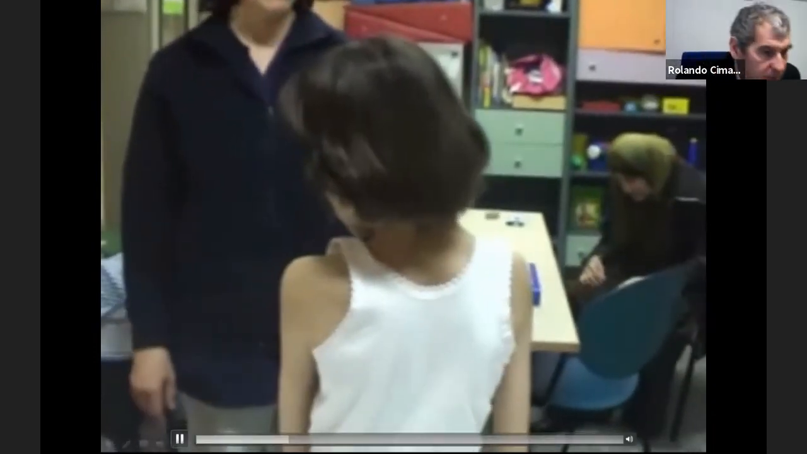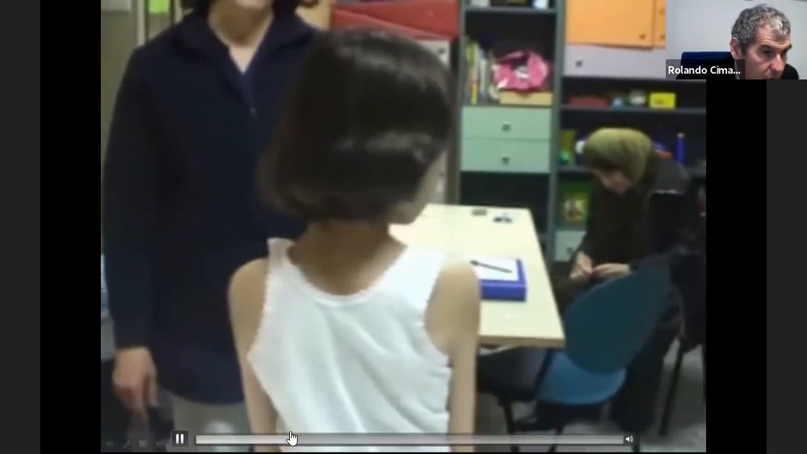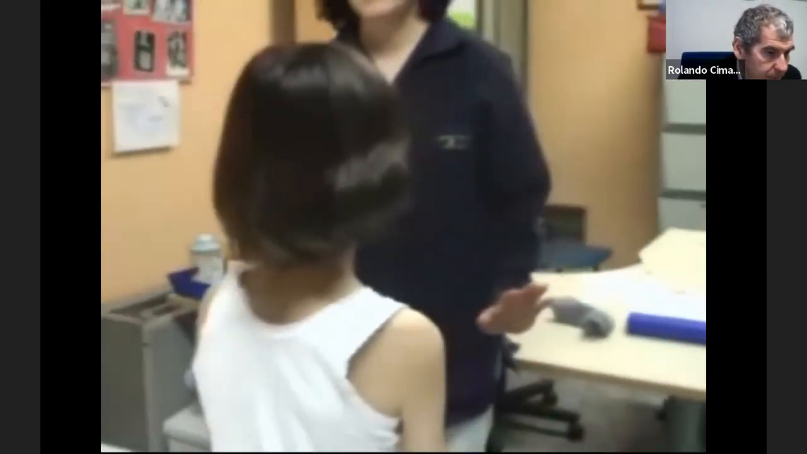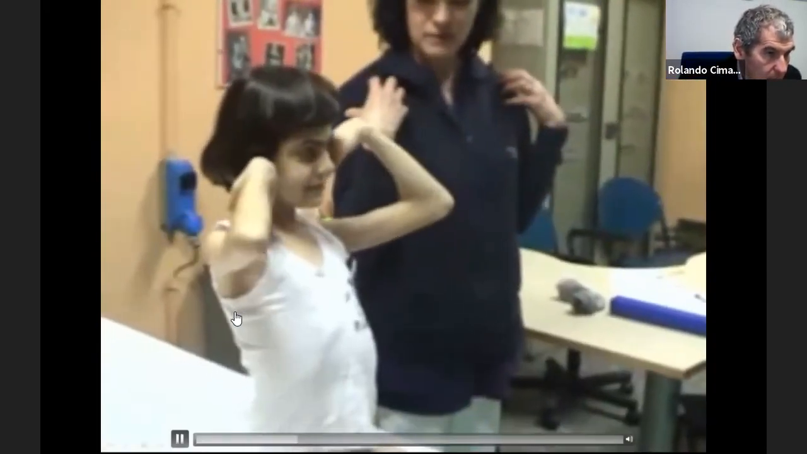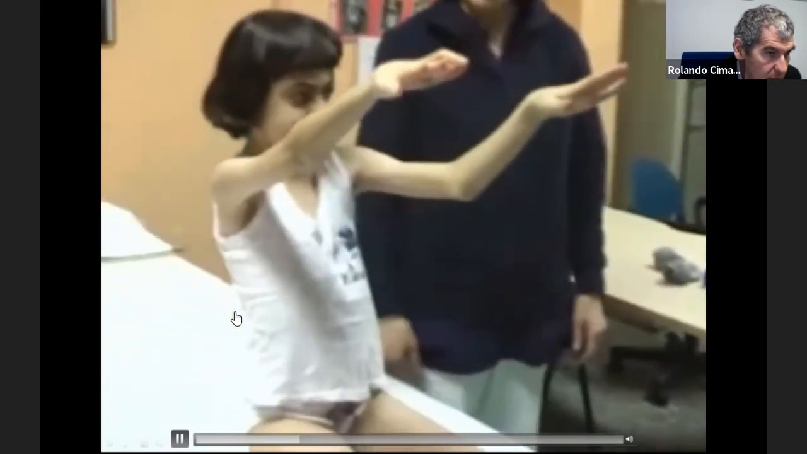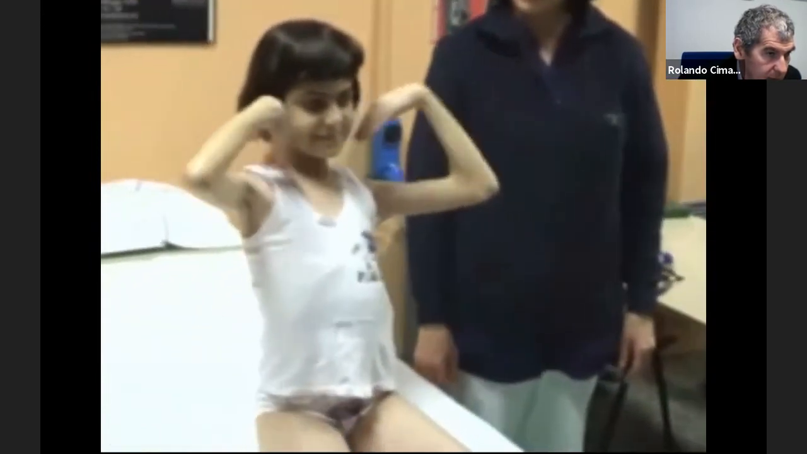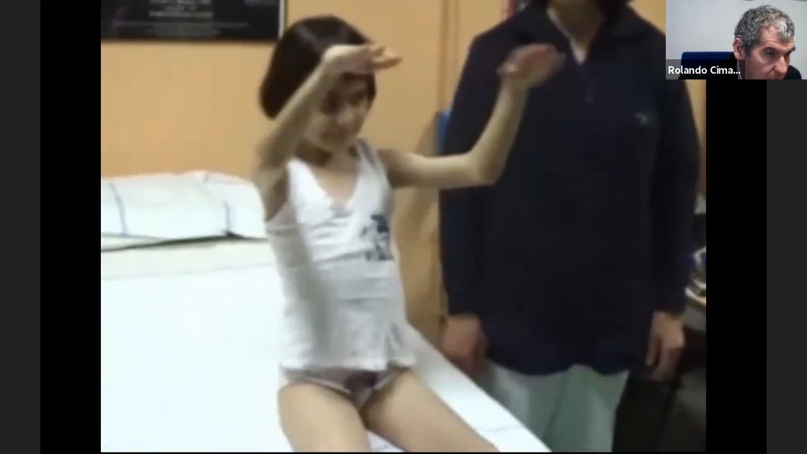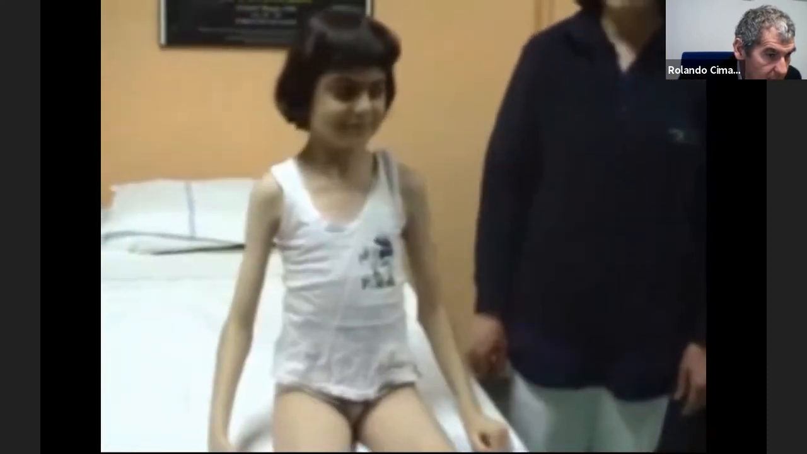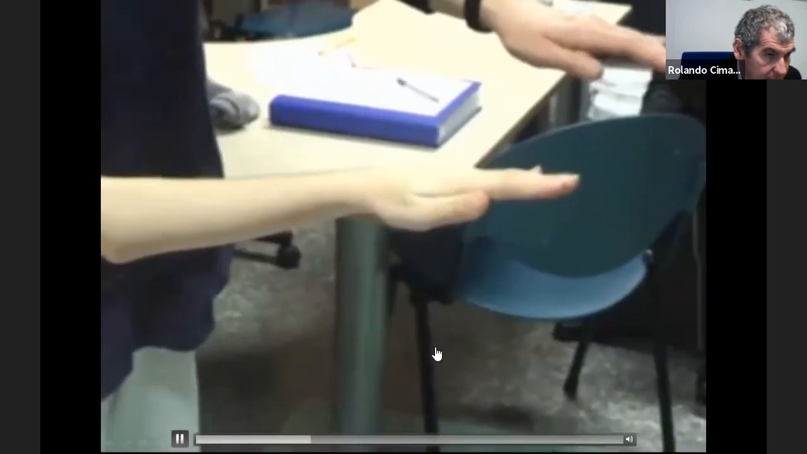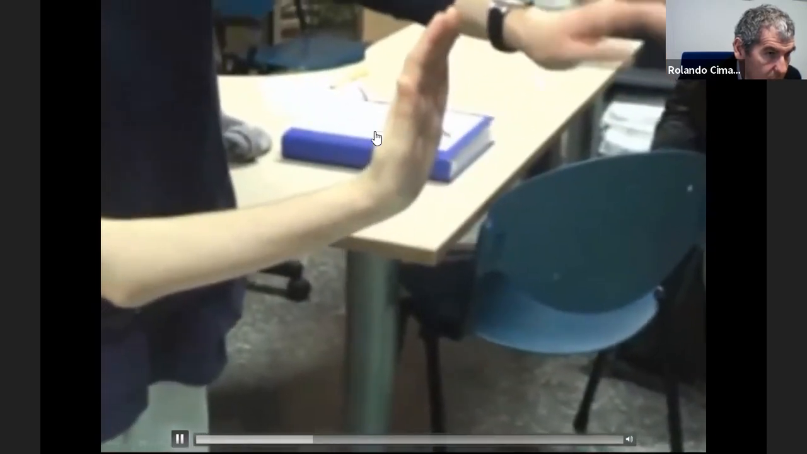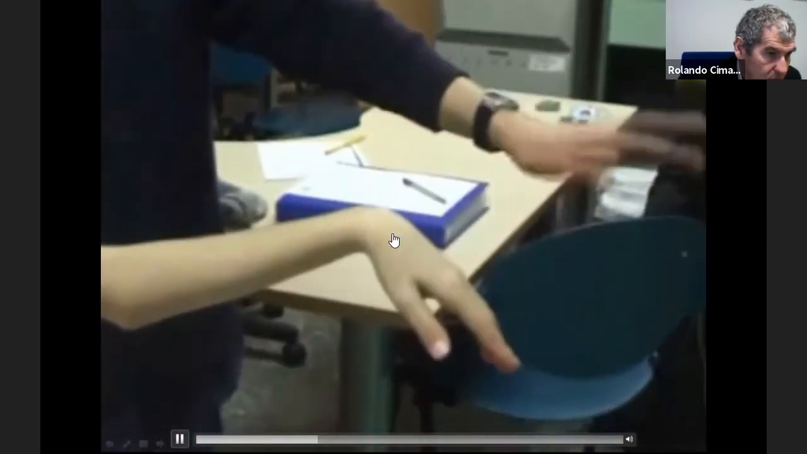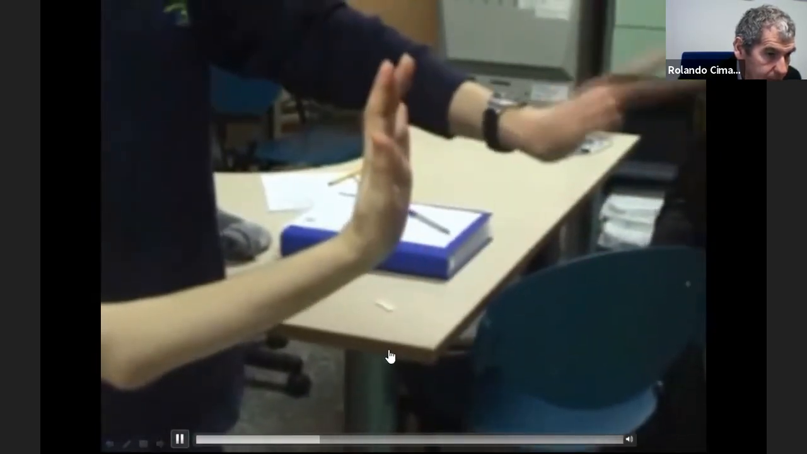Let me go a little bit further to show you. Look at the rotation again of the cervical spine. Shoulders, very limited. Elbows, fixed flexor. The wrists are also affected. She cannot go more than 60 degrees rather than the 90 degrees that I showed you before in a healthy child.